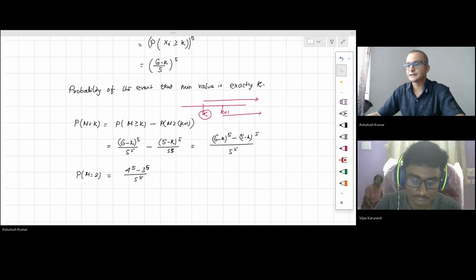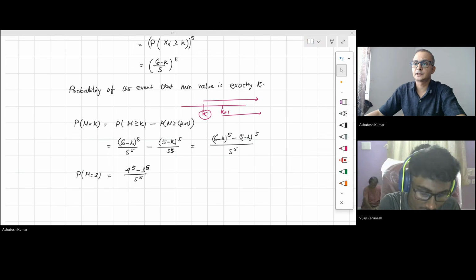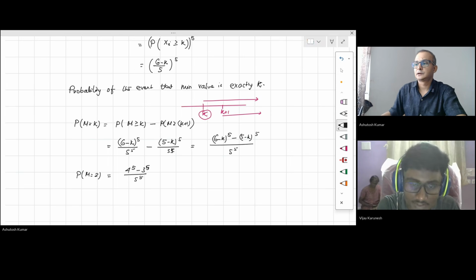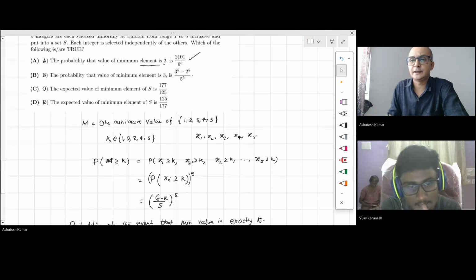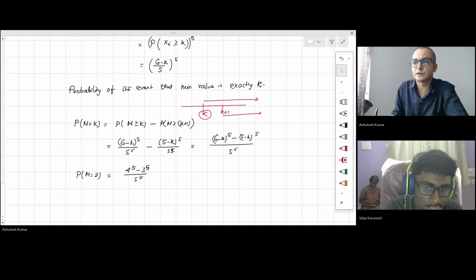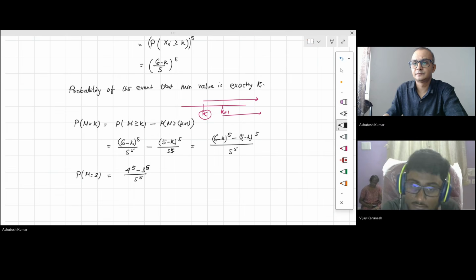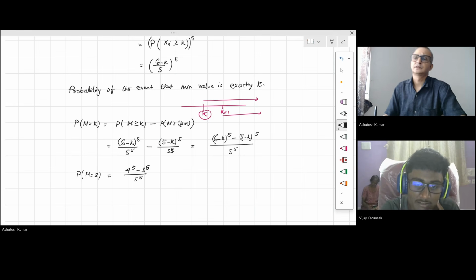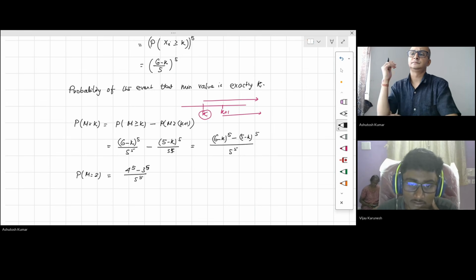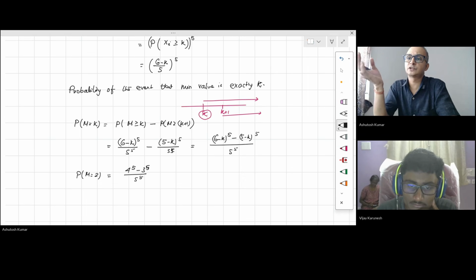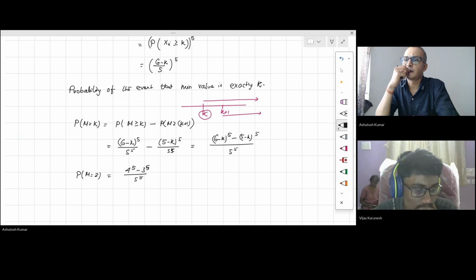By the way, I think the denominator is 5 to the power 5. Then 6 to the power 5, they are given actually, so that's correct. So maybe some calculation is there: 6 to the power 5 and 5 to the power 5. Maybe we need to multiply and divide by 6 to the power of 5 and 5 to the power of 5. But it's not going to be a feasible thing, because there's no chance that it's going to be that. You notice?